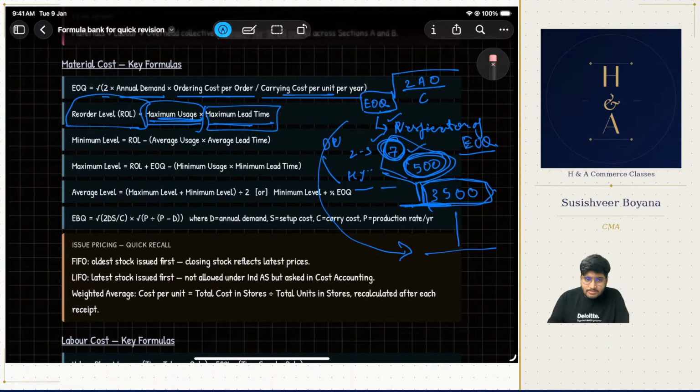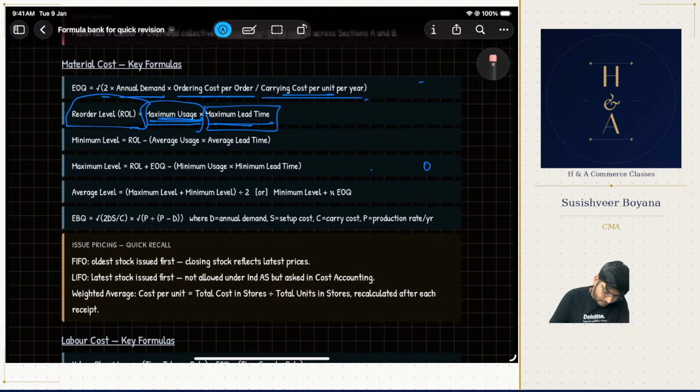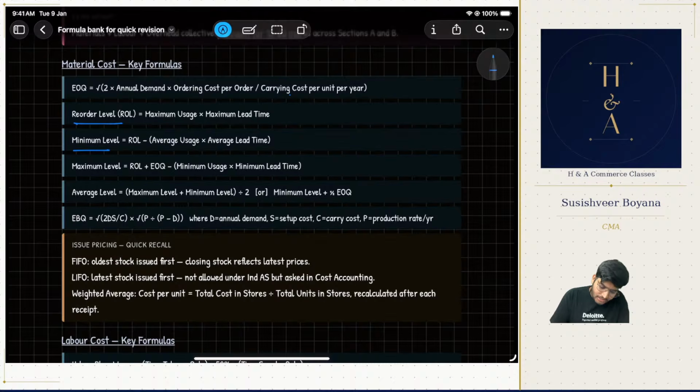I'm trying to explain the concepts so that even if you don't remember what the formula is during the exam, you can easily figure out what figure you should pick up from the question and solve them, right? Next, minimum level, maximum reorder level into average consumption and average lead time. Simple. Okay, maximum level. You can multiply.